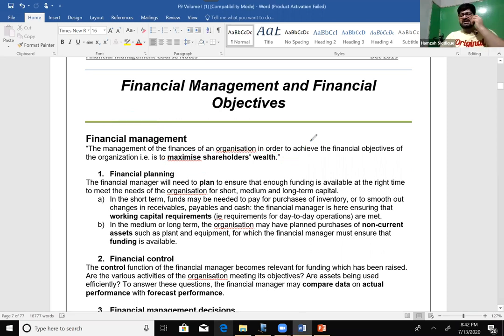Now, students, in financial management the purpose is to maximize shareholders' wealth. How to maximize? Financial management involves basically three things: financial planning, financial control, and financial management decisions.